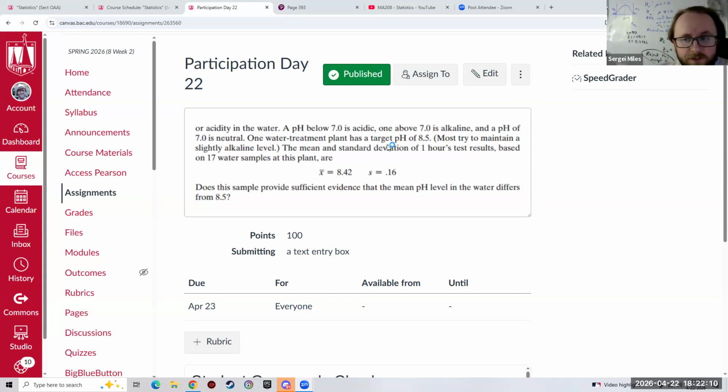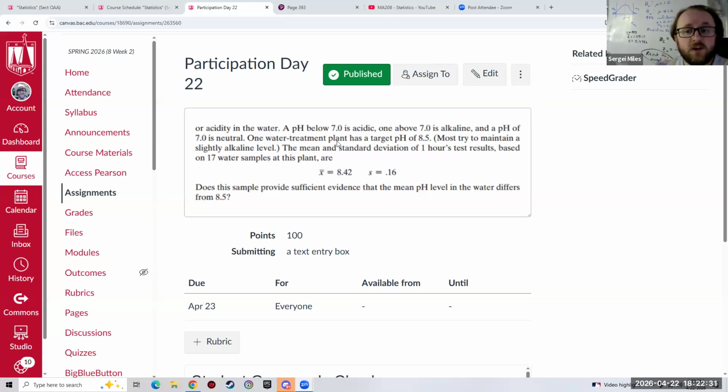Now, for some water treatment plant, they have a target pH of 8.5. They want it to be slightly alkaline, or in other words, they want it to be slightly on the basic side. That's generally considered healthy or better for you. But they just want to make sure that it's not acidic, right? Nobody wants to drink water that's acidic.